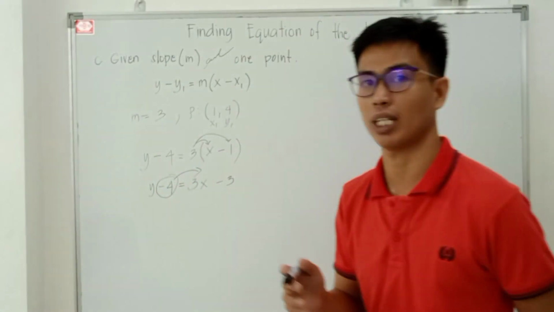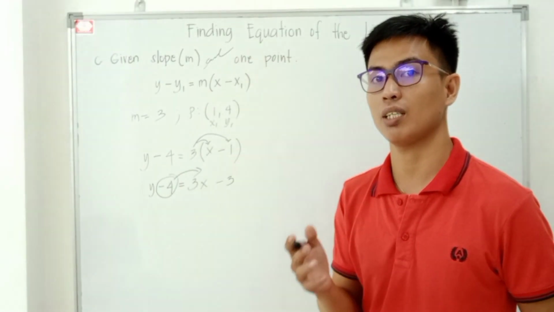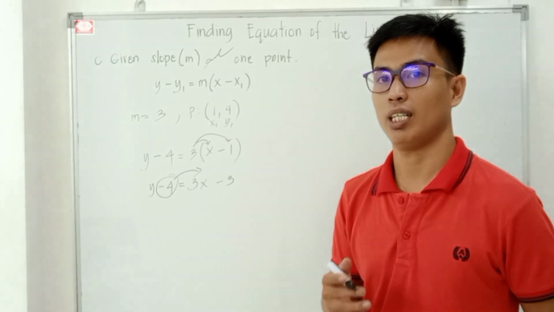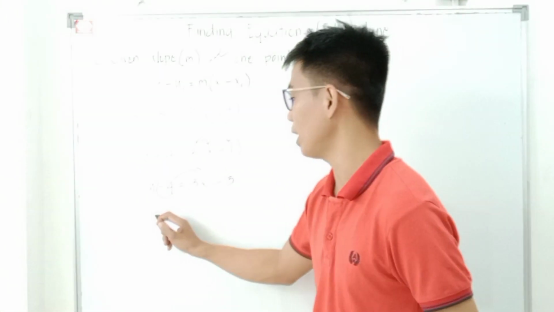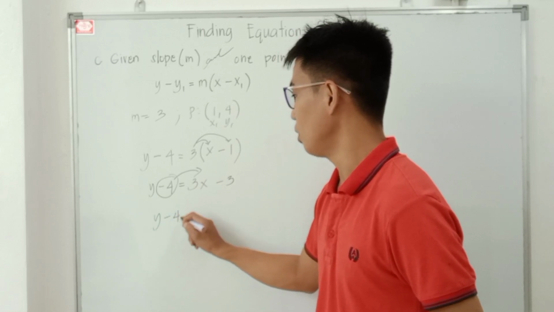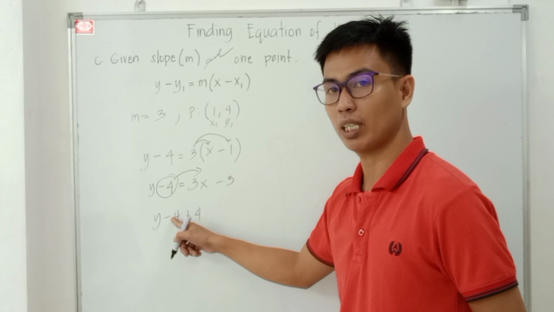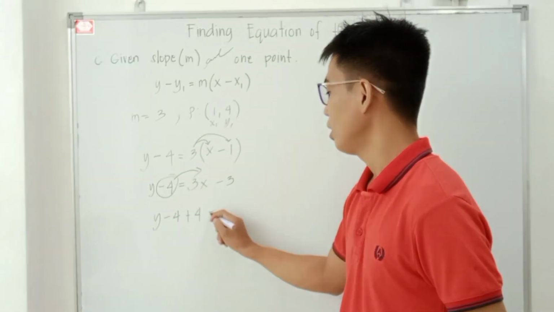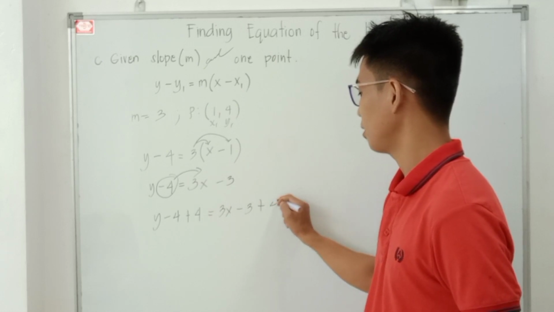And for us to do that, we're going to add both sides the additive inverse of negative 4. And the additive inverse of negative 4 is positive 4. So we're going to add positive 4 on both sides. So y minus 4 plus 4, which is the additive inverse of negative 4, equals 3x minus 3 plus 4.